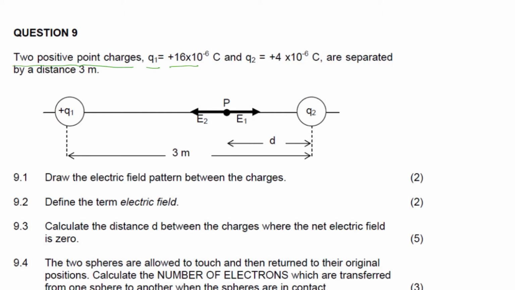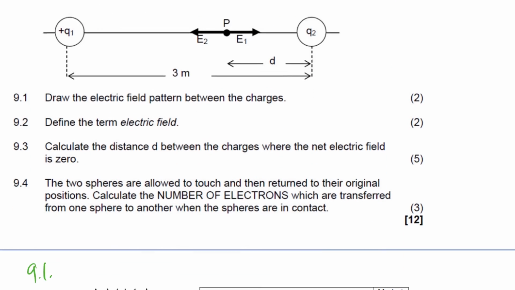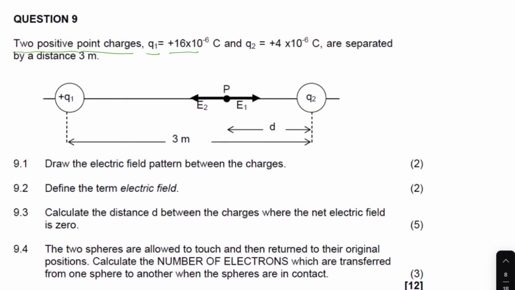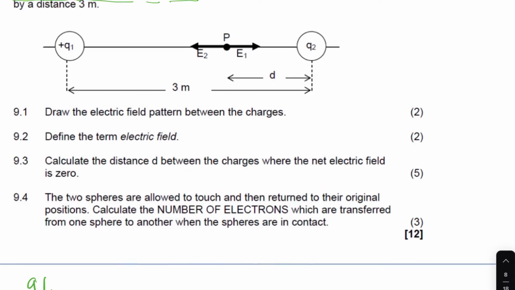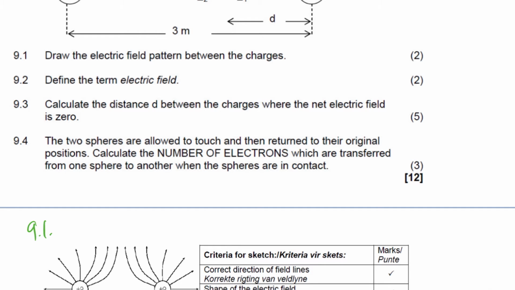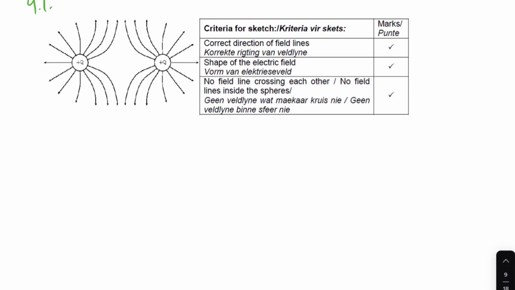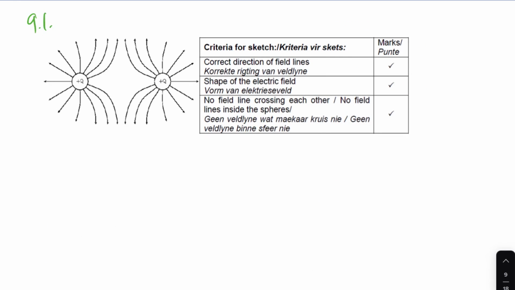Now if you look at the distance from Q2 to P, it's d, right? But the distance between Q2 and Q1 is 3 meters. Now this question says if the net electric field here at P is 0, what is the distance d? What is this distance? So what is important, guys, here is to do the E net. This is 9.3. Let me use the red one.